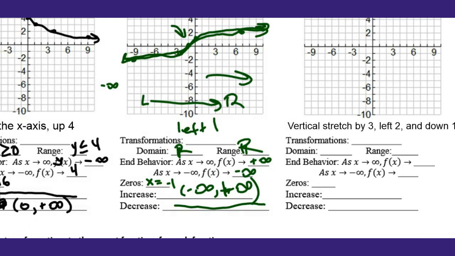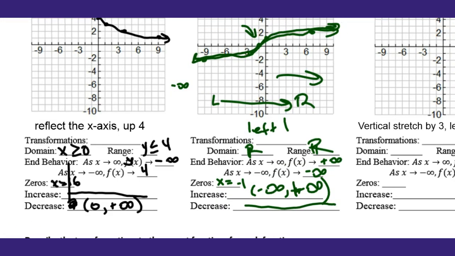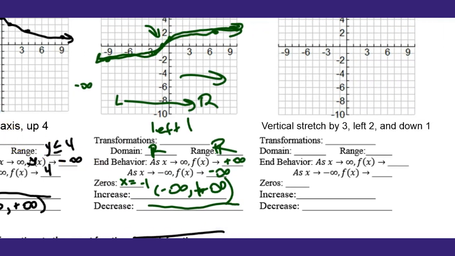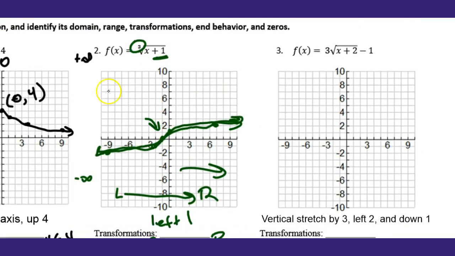Now, let's move over to the last one. All right. Right here, let's go ahead and graph that. We have Y equals 3 times the cube root of X plus 2. Close the parentheses if you got them. And then -1.